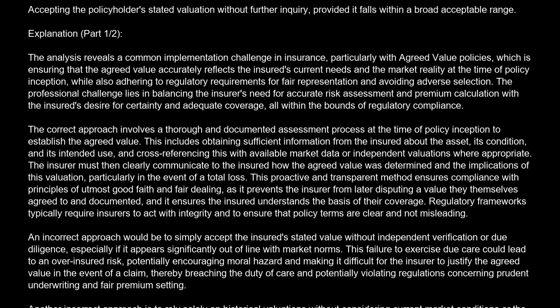and not misleading. An incorrect approach would be to simply accept the insured's stated value without independent verification or due diligence, especially if it appears significantly out of line with market norms. This failure to exercise due care could lead to an overinsured risk, potentially encouraging moral hazard and making it difficult for the insurer to justify the agreed value in the event of a claim, thereby breaching the duty of care and potentially violating regulations concerning prudent underwriting and fair premium setting.